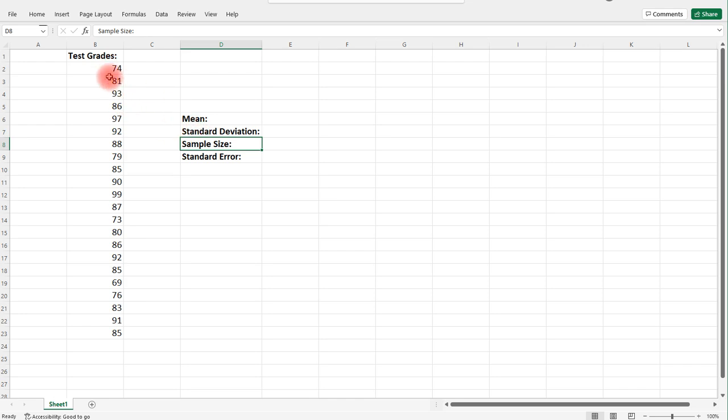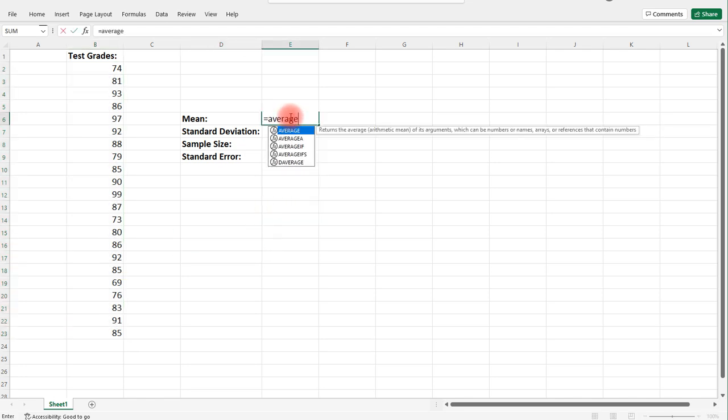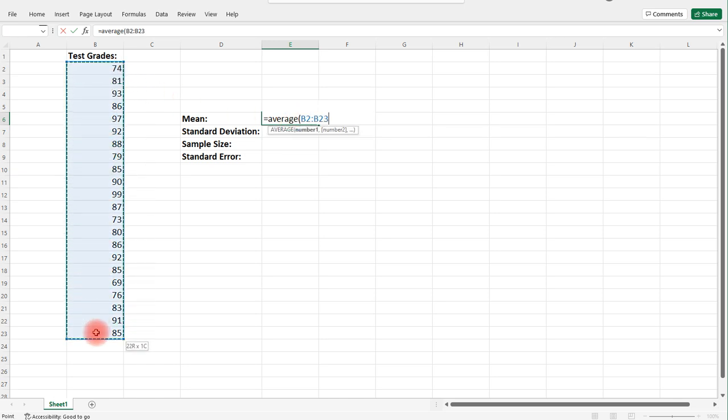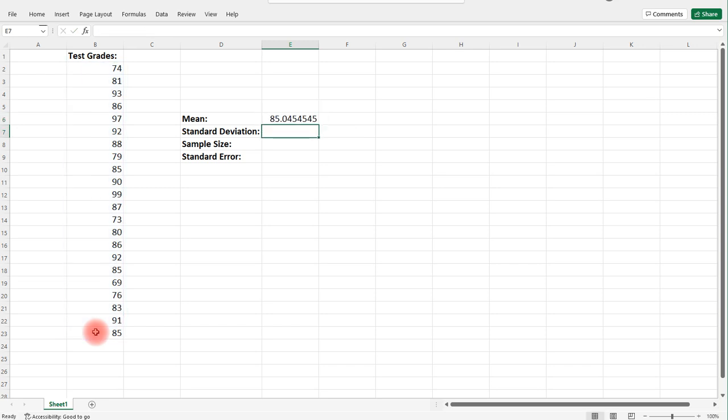But let's begin by calculating the mean, which is the same as the average of this data that we have here. To do that, type in equal average and then highlight the selected data, and that'll give us the mean, which is very close to 85.